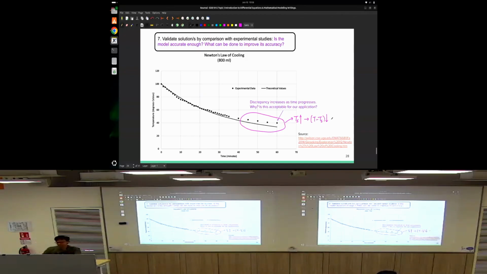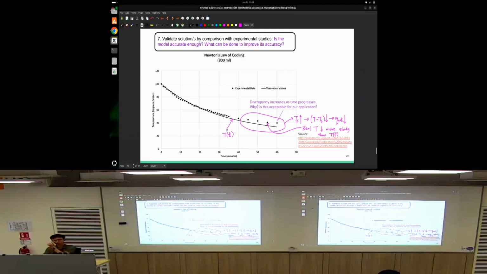So if T minus Ts decreases, the Q out decreases. So if Q out decreases, then the actual temperature cannot drop so fast, which is what you observe. Okay? So the actual temperature drops more slowly. So the real temperature drops more slowly than the theoretical temperature T of t. Because the line is T of t.